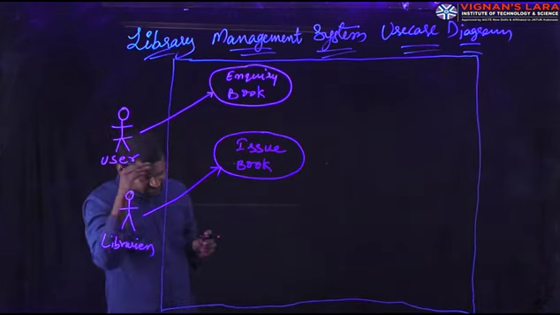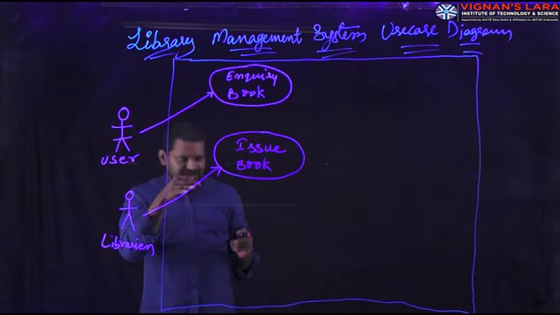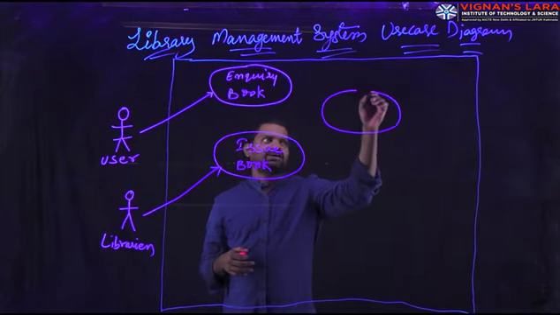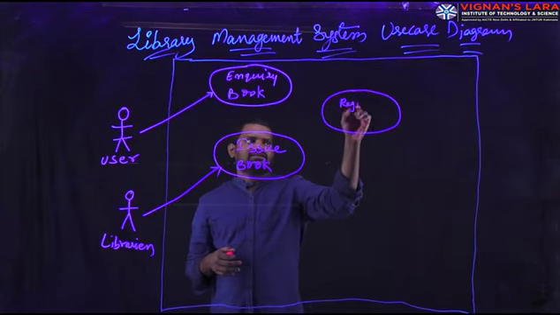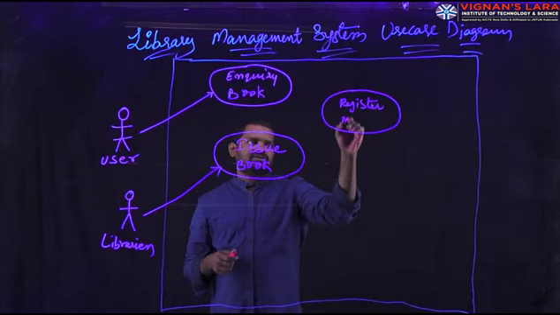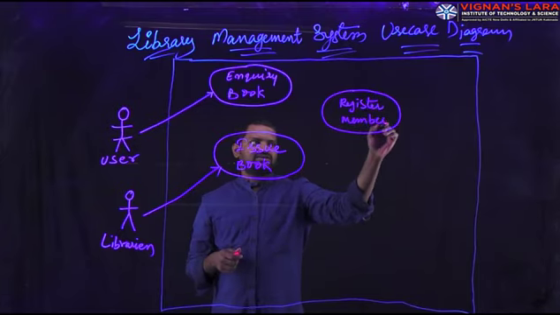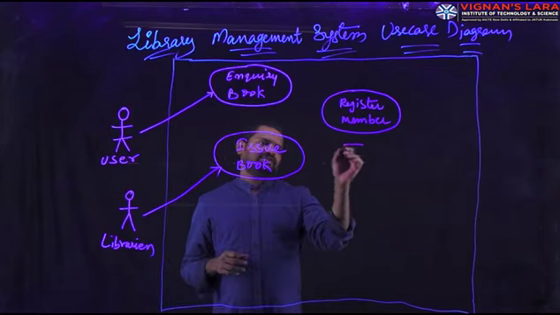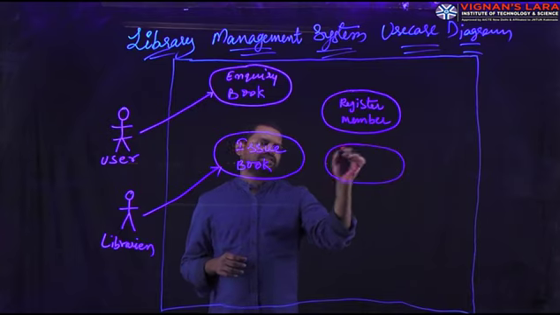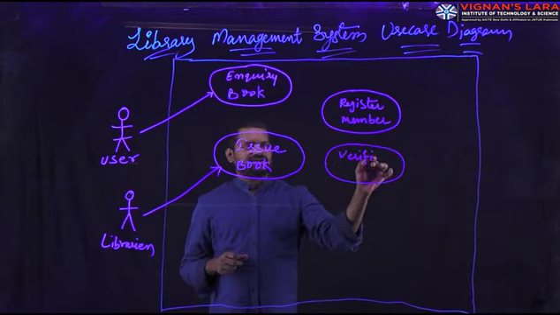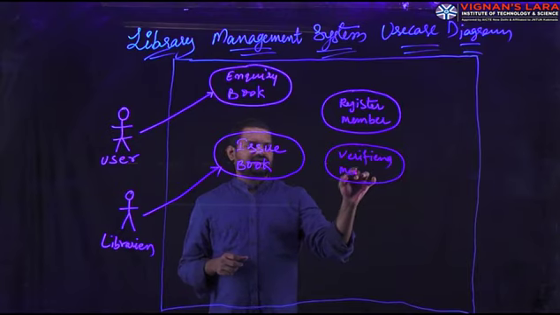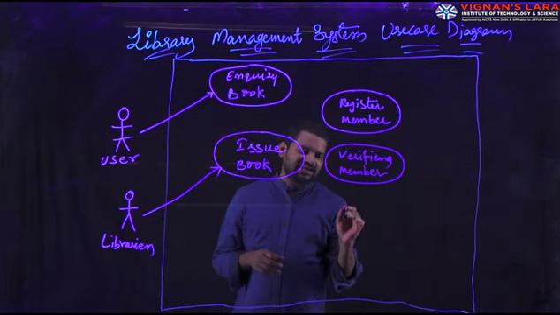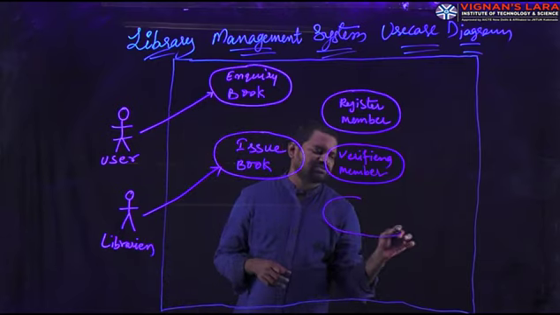And next, in this issuing book, check whether the member is registered or not. Checking the registered member. And also verifying the member. And check availability of the book or not.